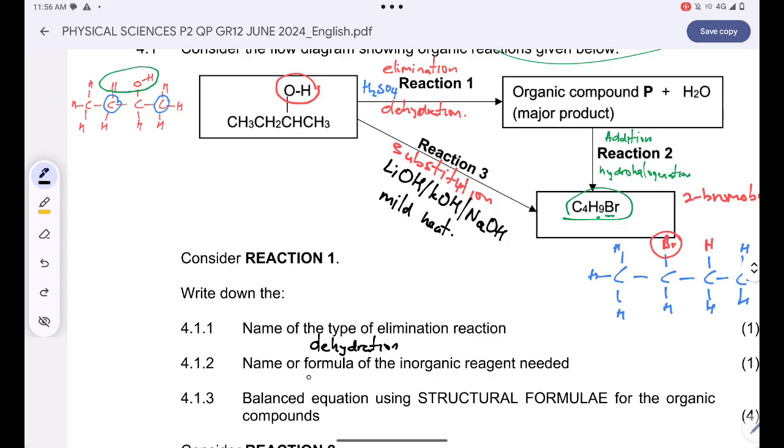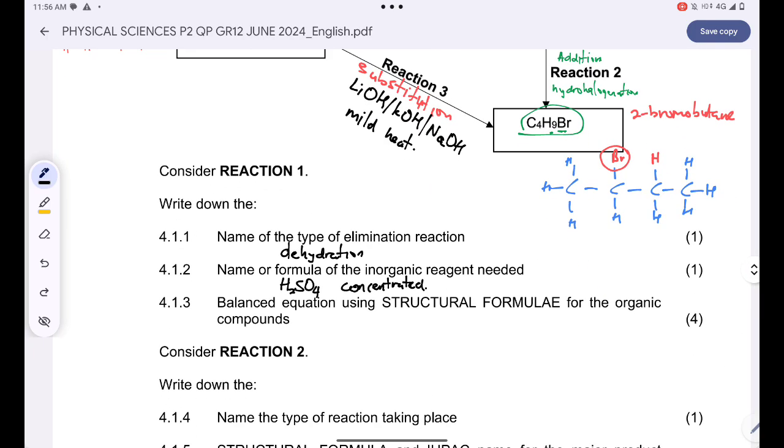They want the formula. It's H2SO4, and guys, please remember, it has to be concentrated. You'll simply need a concentrated sulfuric acid. Now they want us to write down the balanced equation using structural formulae for the organic compounds.